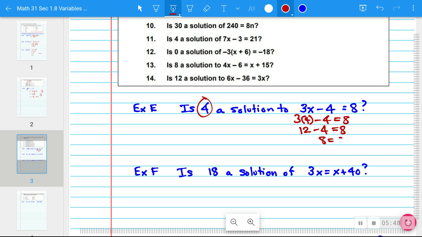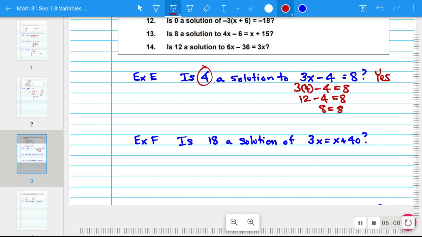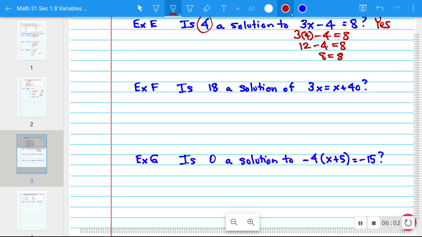And we get this true statement here, 8 equals 8. And as a consequence, the answer is yes. 4 is a solution since it yields a true statement. Okay, we're going to check 18 in the next one. 3 times 18 to start with. And then we're replacing the other x with an 18 also.